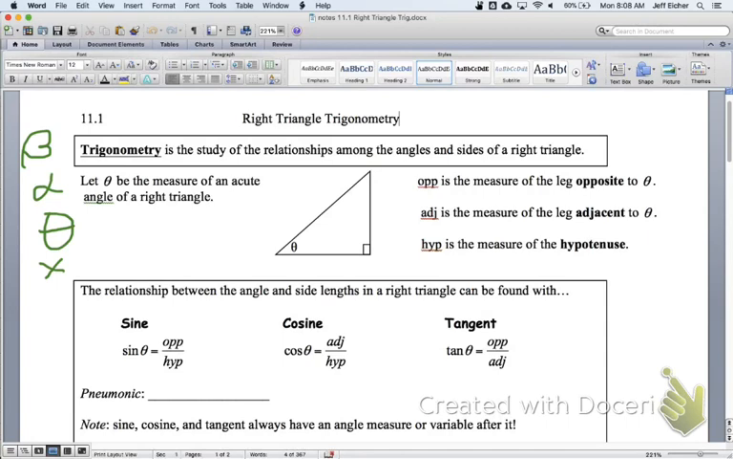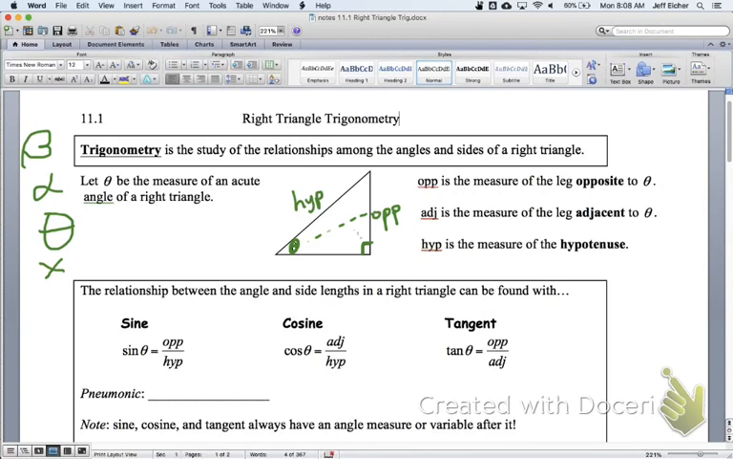So we have a right triangle. Here's our little right triangle. There's our right angle. And here's our theta, this acute angle over here is theta. Opposite of theta is the leg opposite. Opposite of theta is that leg, and it's a leg, not the hypotenuse. Hopefully you remember what the hypotenuse is. The longest side of the right triangle is the hypotenuse, the side opposite of the right angle.